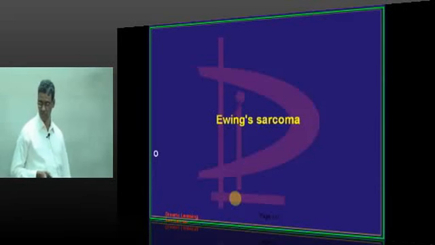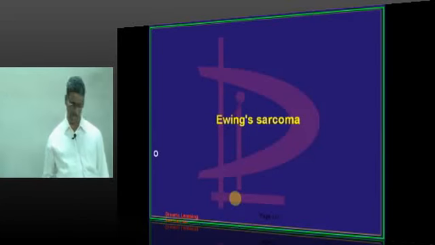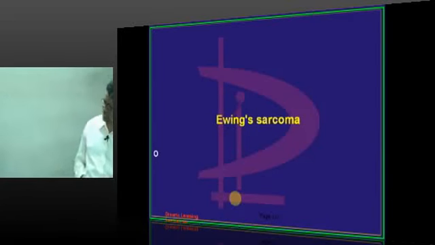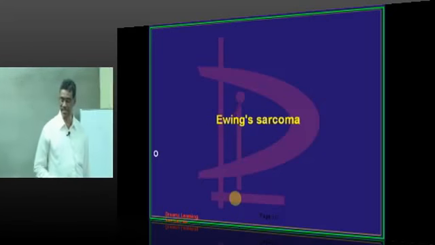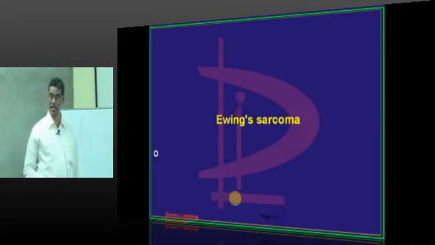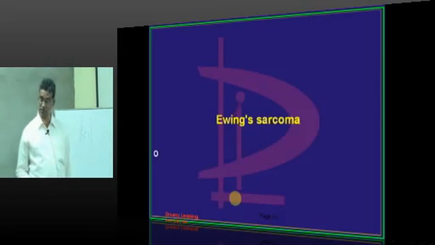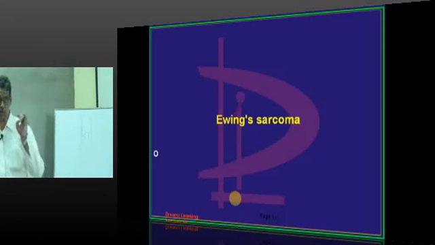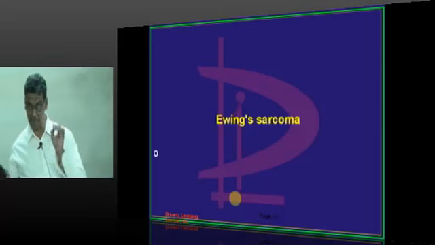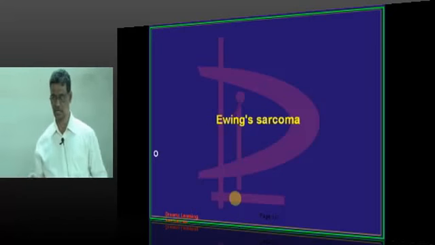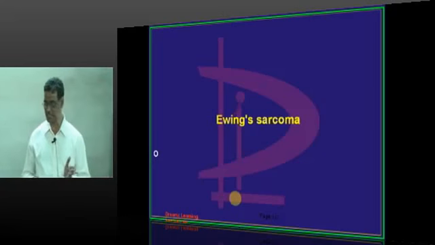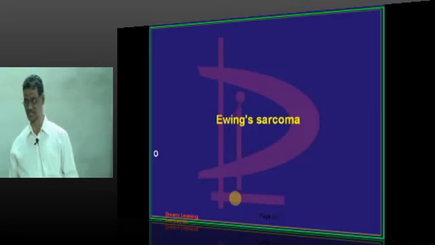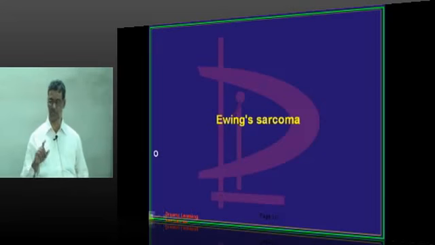Ewing sarcoma. Ewing sarcoma occurs in children, in the diaphysis, a marrow tumor. The peculiarity is that it may produce constitutional symptoms also. It mimics osteomyelitis. And the peculiarity is that it not only sends metastasis to the lungs, but also to other bones.